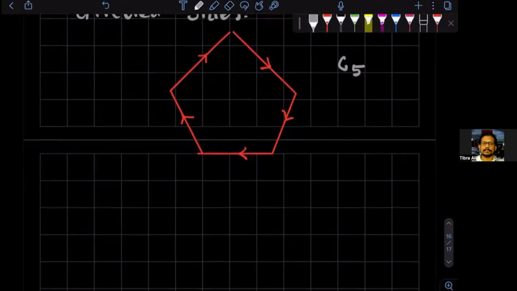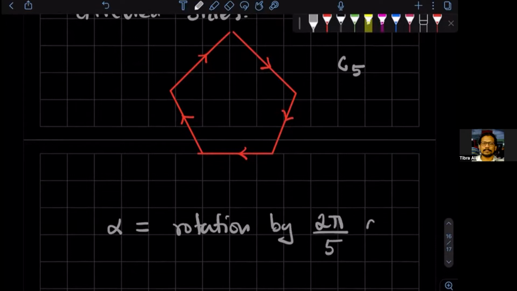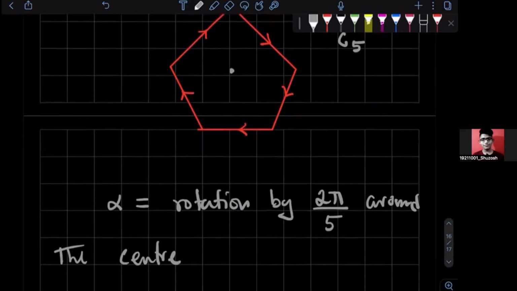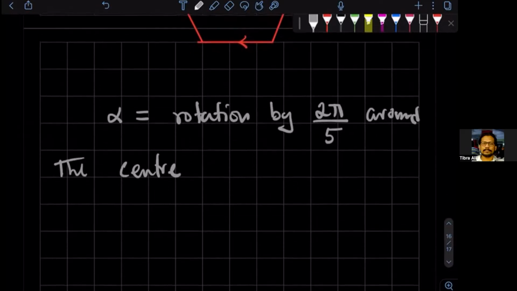And what is C5? What is the generator? It's basically rotation, say in the clockwise or counterclockwise fashion, you just have to choose, rotation by 2 pi by 5 around the center. So if this is the center, if you rotate it by 2 pi over 5, then you get back the same shape. Okay? Is it clear why this is C5? Yes, sir.